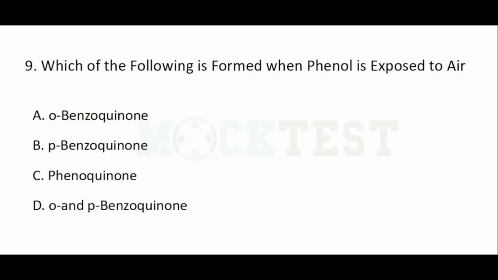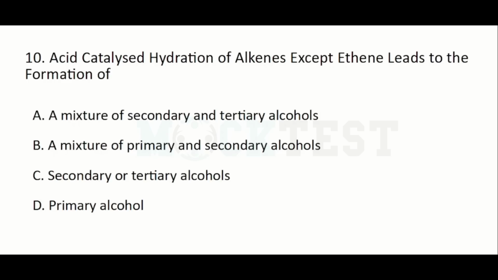Which of the following is formed when phenol is exposed to air? Option A, O-benzoquinone, option B, P-benzoquinone, option C, phenoquinone, option D, O and P-benzoquinone. Answer is option D, O and P-benzoquinone formed when phenol is exposed to air.